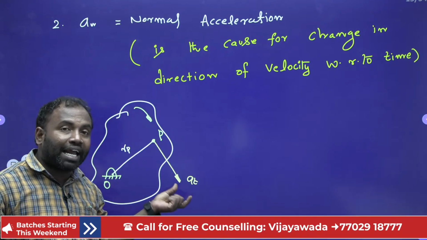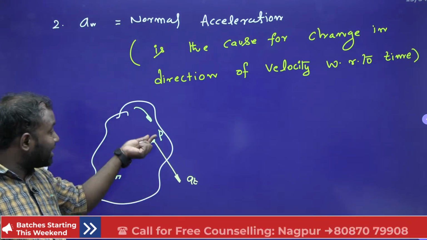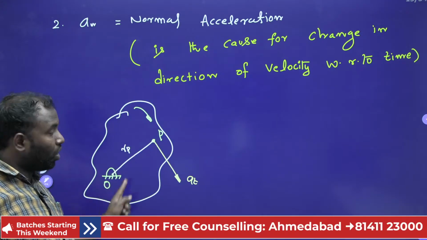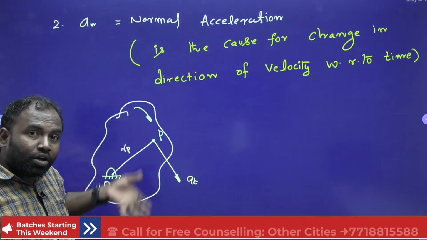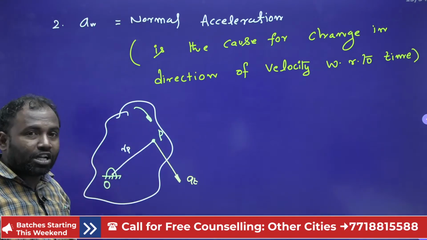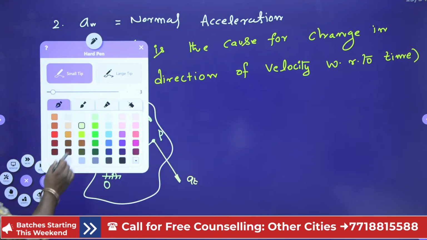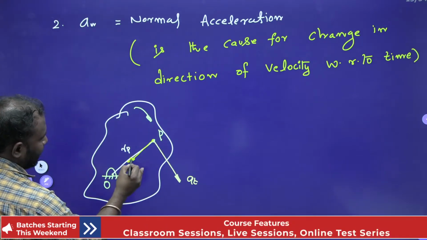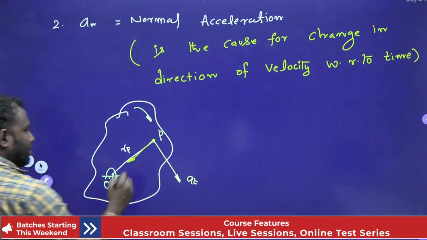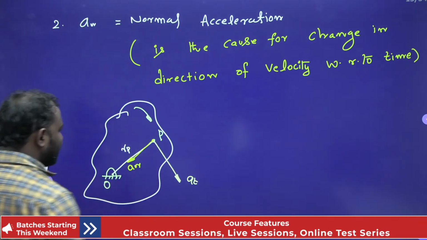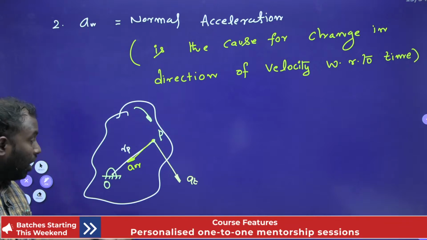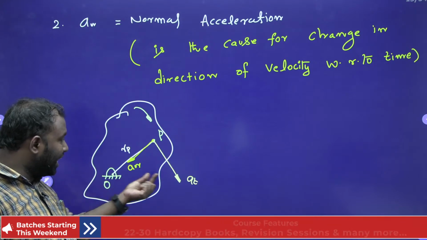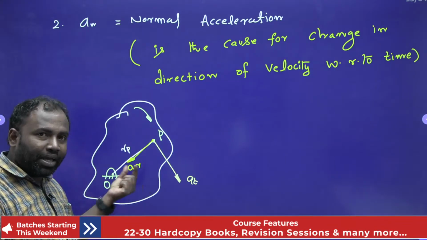So this is the same as V. The velocity at this particle is perpendicular to the radius RP, or else it is tangent to the rotating path, right. Similarly AT is also the same. Now AN is going to be towards the center of rotation. This is AN and this is AT. Obviously the resultant will be different.